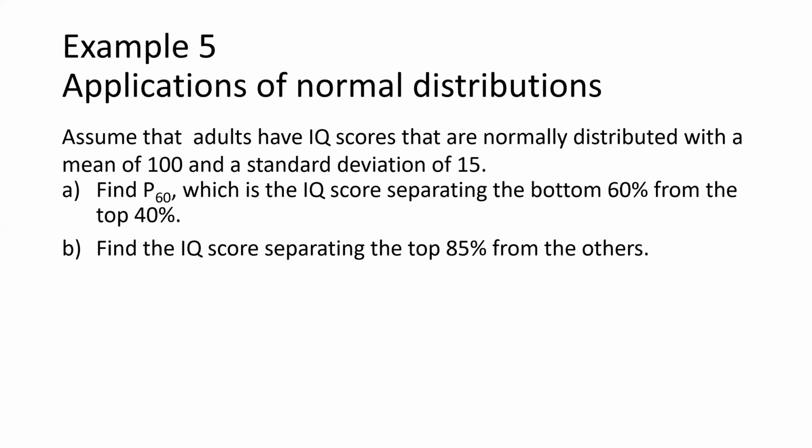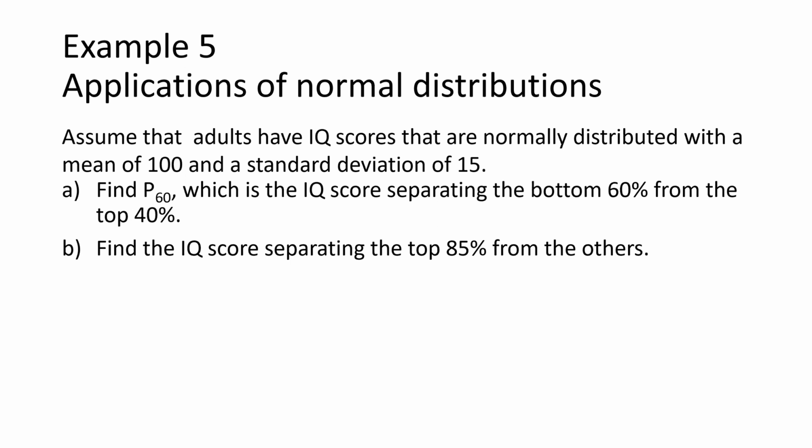Let's take a look at our next example. It says, assume that adults have IQ scores normally distributed with a mean of 100 and a standard deviation of 15. We're already familiar with this problem. Now it says find P with a subscript 60. So that means we need to find an IQ score that separates the bottom 60% from the top 40%. So alpha in this case is 40% or 0.4, and the percentile is 60.